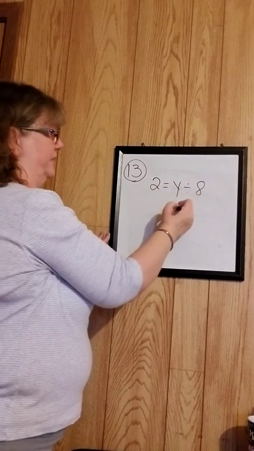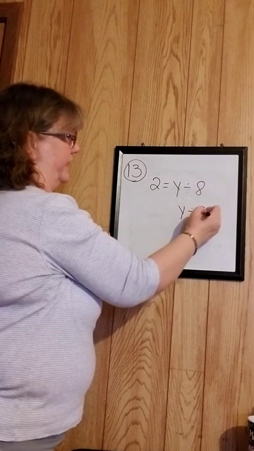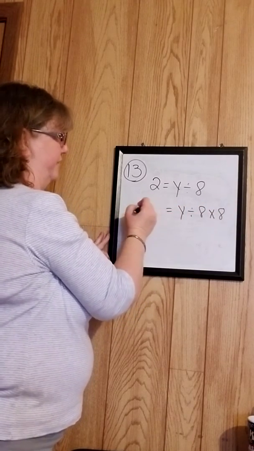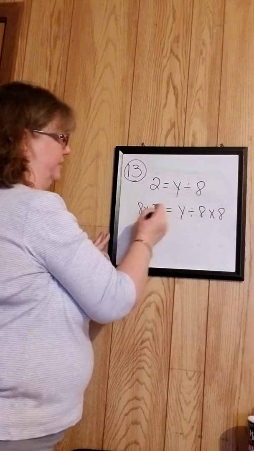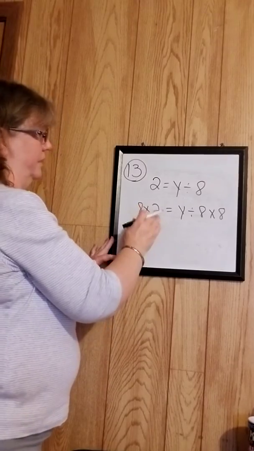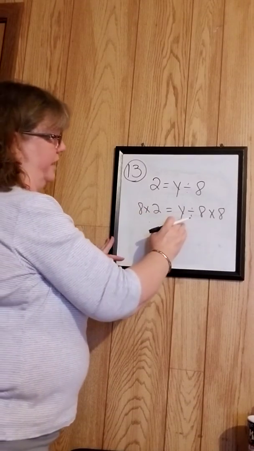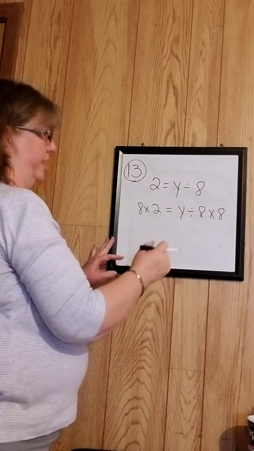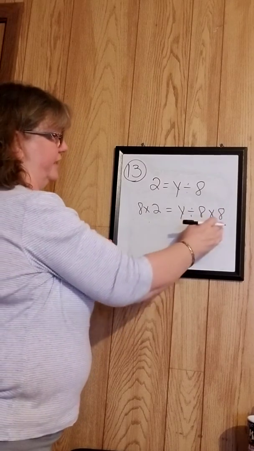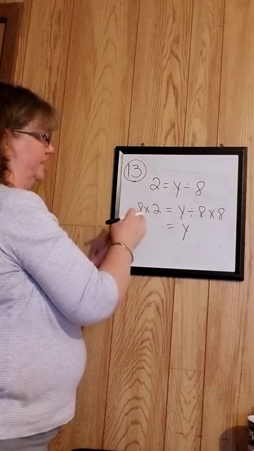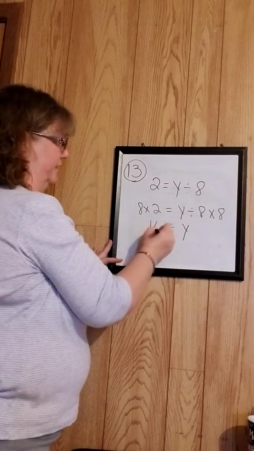So what I do with this side, y divided by 8, I'm going to multiply by 8. So that means I have to multiply by 8 on this side too. So I've taken my 2 and multiplied it by 8, and I'm taking my y divided by 8 and multiplying it by 8. So it takes care of this side and leaves only y. This side, 8 times 2 is 16.